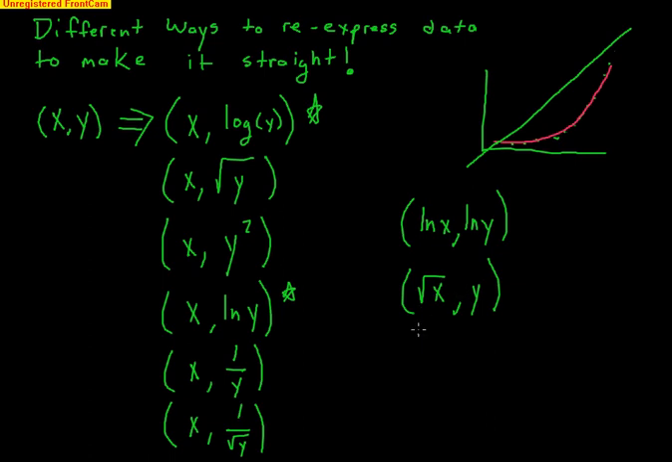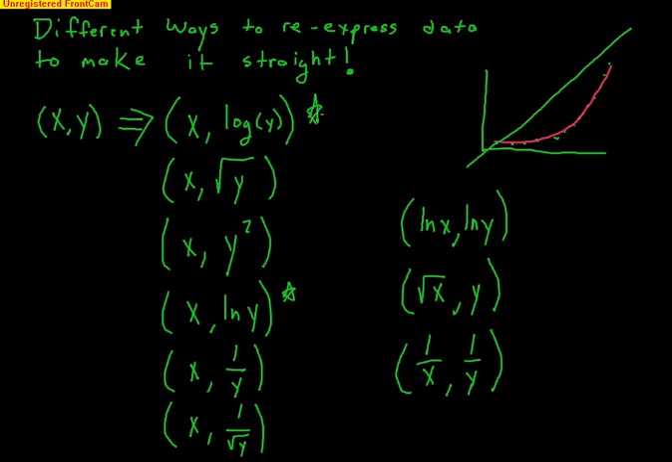Another weirdly weird option is to take the reciprocal of both the x's and the y's. Now, there's a lot of options. Don't freak out and think, oh my God, how am I ever going to figure out what needs to be done to the data to make it straight? A lot of times it's just trial and error. I would always start by trying the natural log though.